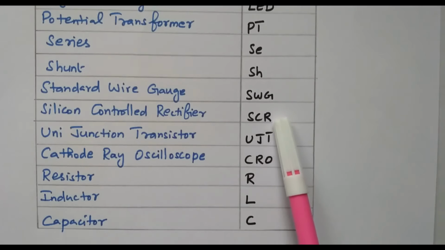Then SCR, silicon controlled rectifier, another name is thyristor. So it is given as SCR. UJT, one type of transistor, unijunction transistor. Then CRO, cathode ray oscilloscope. Then these three are very important parameters: resistor, inductor and capacitor. Resistor is given by R, inductor is given by L, capacitor is given by C. So in this video we discussed the abbreviations used in electrical wiring.